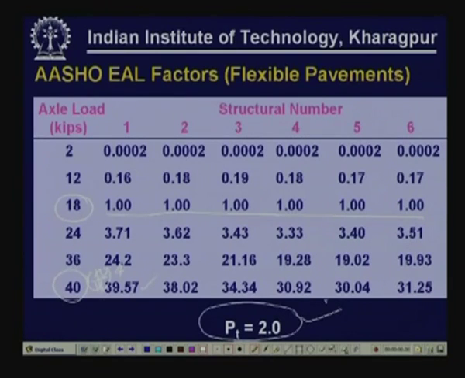But this is for a pavement whose terminal condition is defined in terms of a terminal serviceability index value of 2. We will not discuss this right now, but this is for a specified definition of serviceability, and for different types of pavements defined by what is known as the structural number. The more the structural number, the stronger is the pavement. So for different structural numbers, you have different equivalent standard axle load factors. We cannot have the same equivalent axle load factor for all types of pavements and for all types of performance definitions.